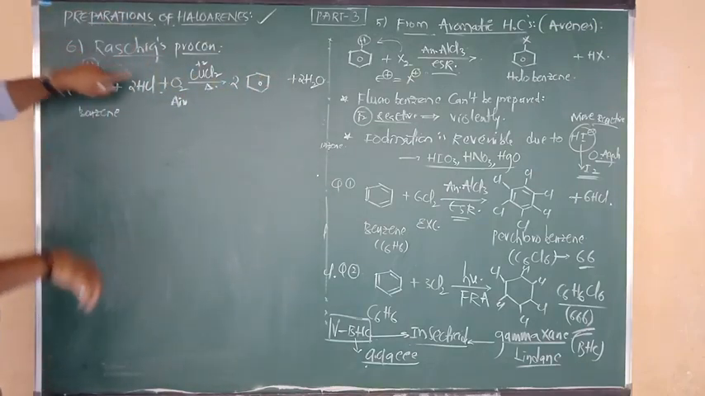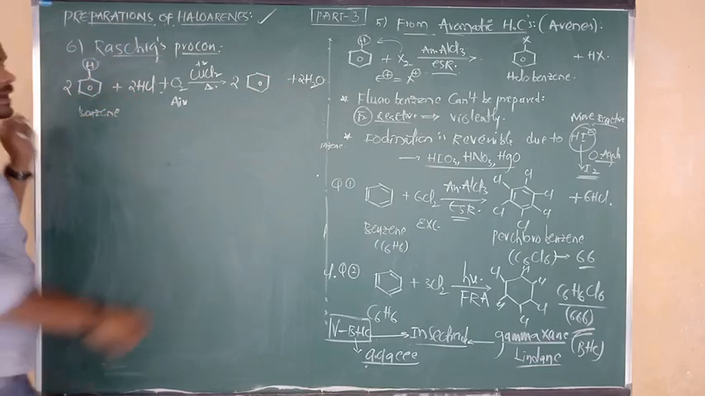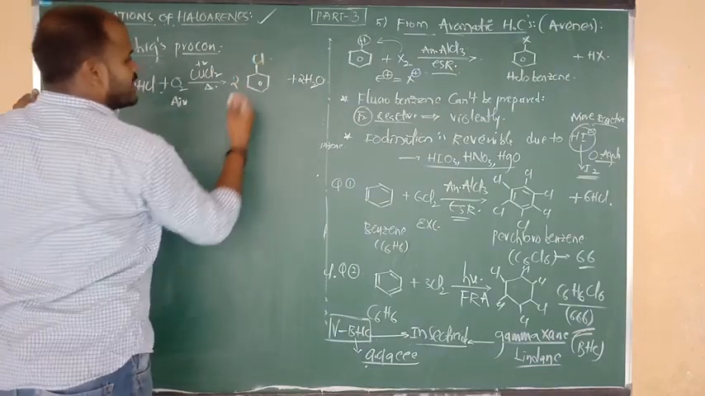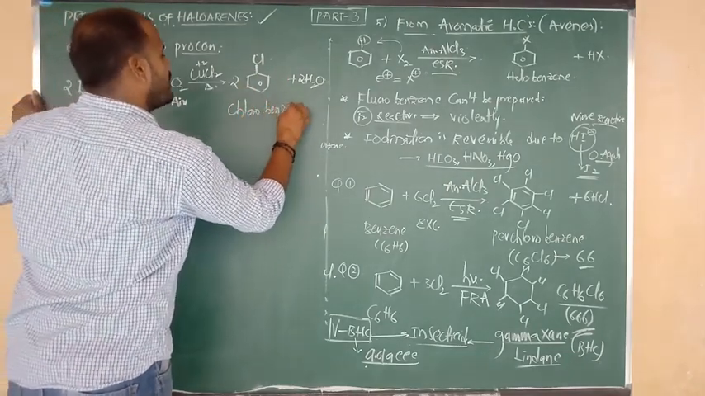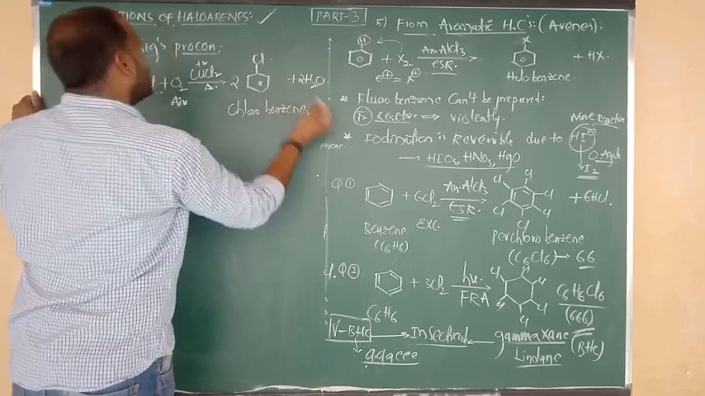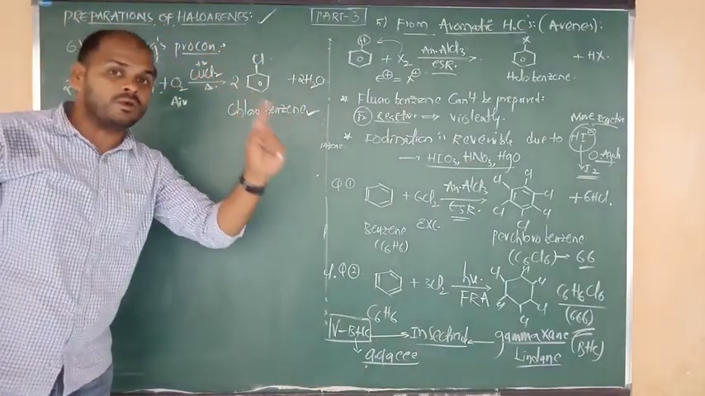But one of the hydrogens is replaced by Cl. Here they are taking 2 moles, so 2 chlorines are available. That position of H is taken by the Cl, and the product we are getting is nothing but chlorobenzene. So what is the product you get by using Raschig's process? Chlorobenzene, one and only product.